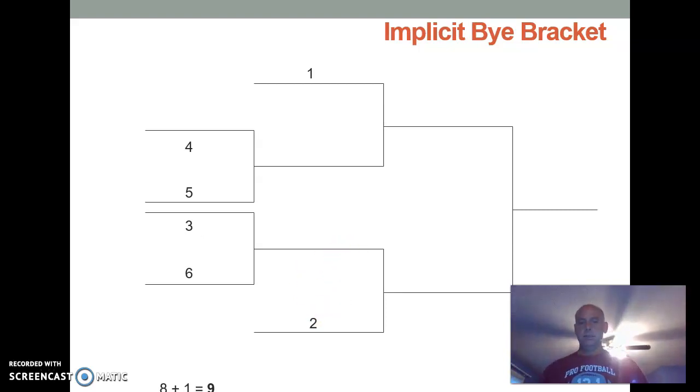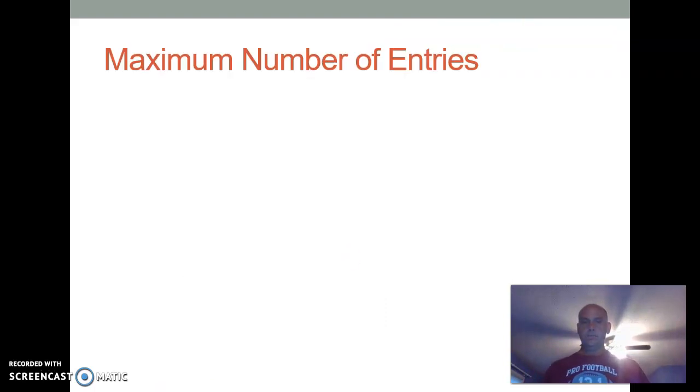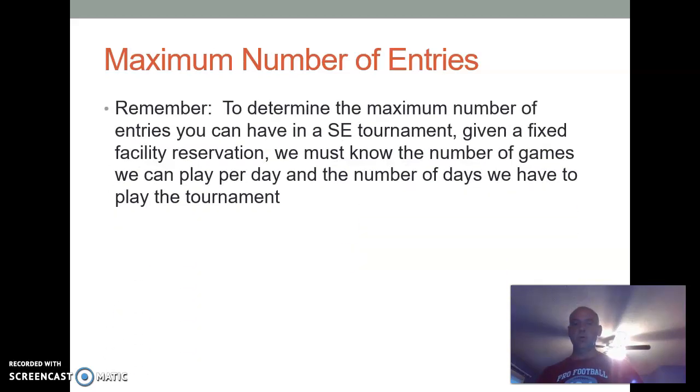All right. So you got those. Okay. Maximum number of entries. So we throw it into an equation and try to figure out what's the maximum number of teams that we can have in our tournament based upon the number of facilities that we have or courts that we have and the number of days that we want to go.